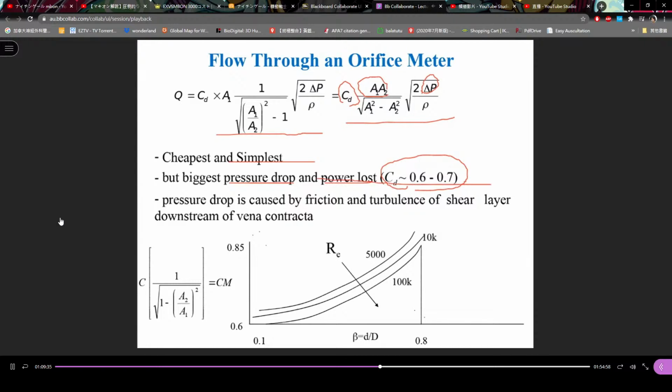So the pressure drop is serious and the power loss is very high. So I should say it's not very accurate, but it's very simple. You simply put it inside and measure the pressure difference to find the flow rate. The pressure drop is caused by friction and turbulence of the shear layer downstream of the contraction. Yes, because of the narrow flow here, the turbulence.